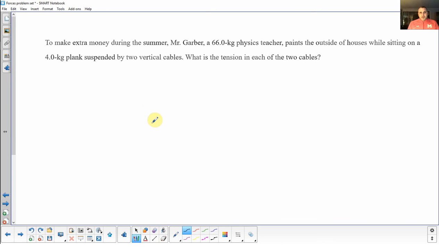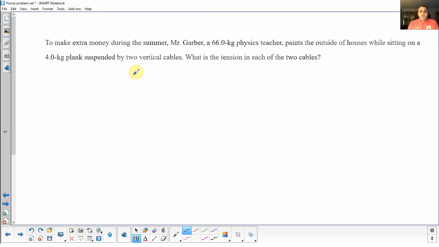So, and this is another case in point of what's going on, but the beauty with this one is there's no angles. So to make extra money during the summer, Mr. Garber, a 66-kilogram physics teacher, paints the outside of houses while sitting on a 4-kilogram plank, suspended by 2 vertical cables. And then the question is, what's the tension in each of the 2 cables?